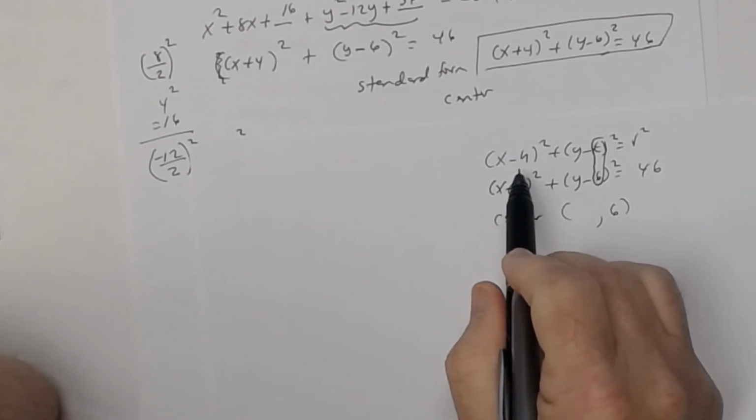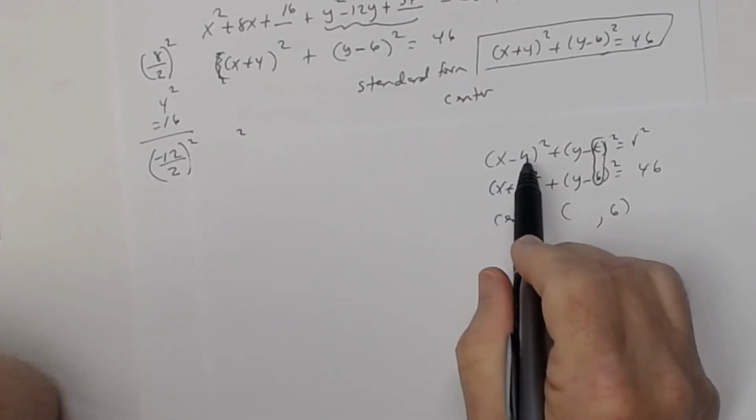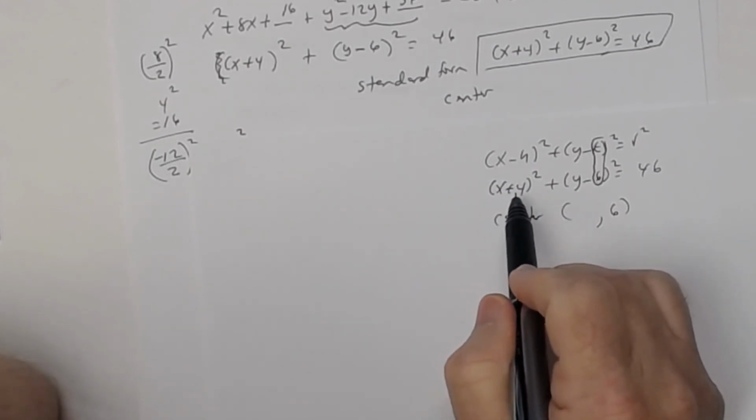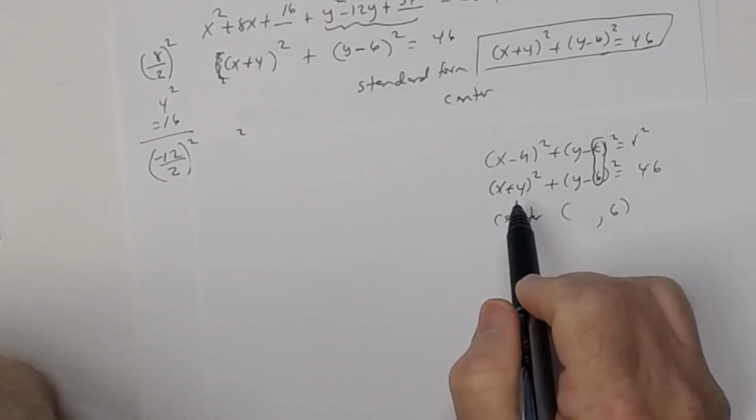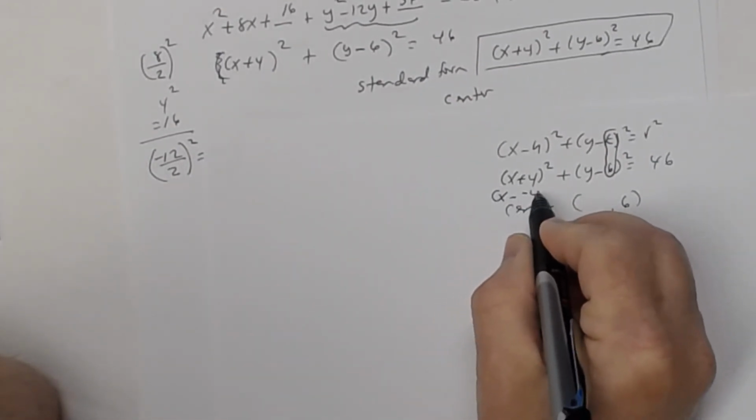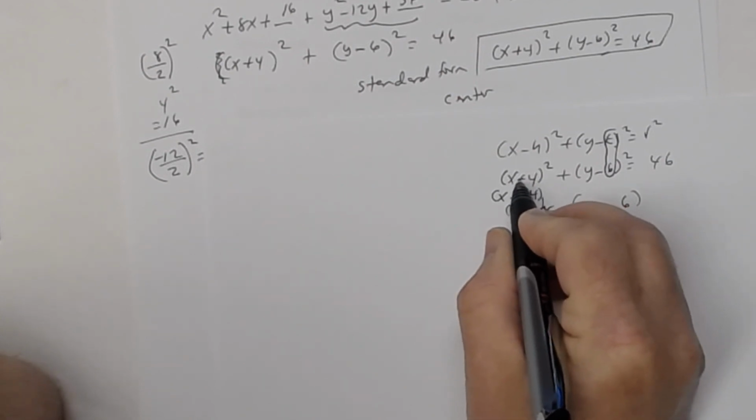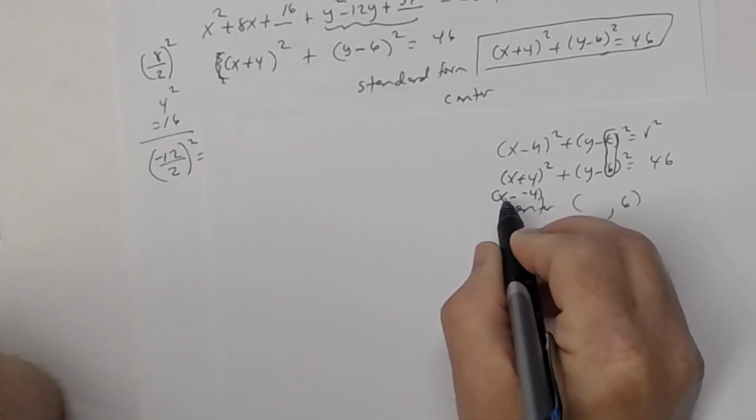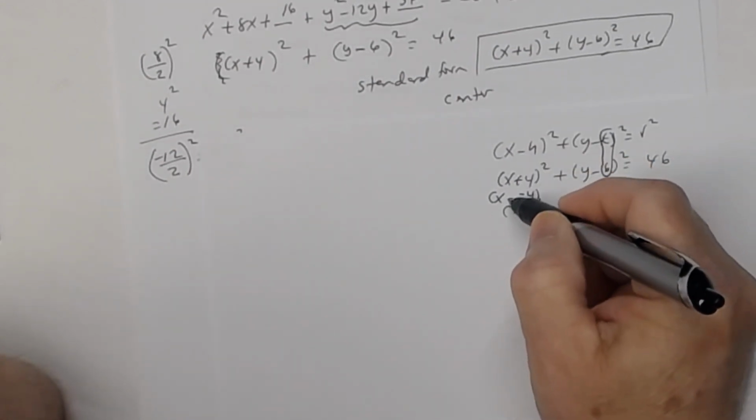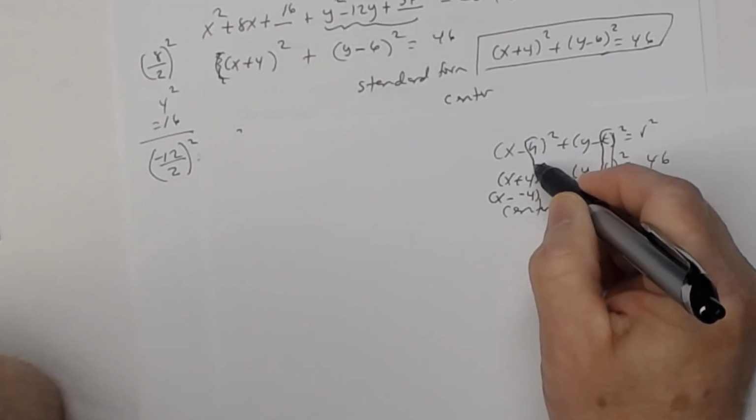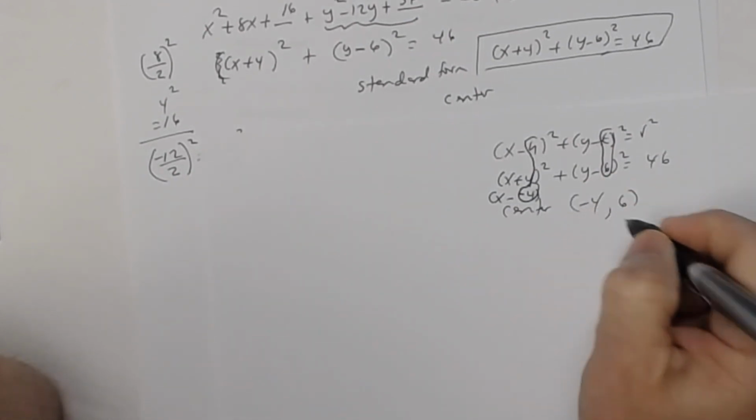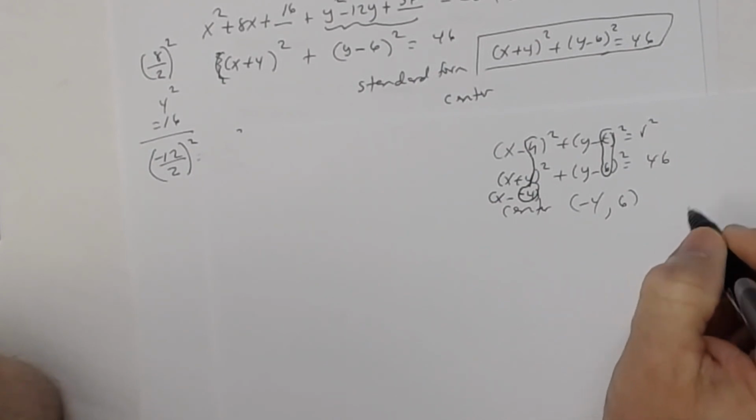Now let's think about this x plus here. So this says x minus h, this says x plus 4. So what you have to think about is how else you can write x plus 4. X plus 4 is equivalent to x subtract a negative 4. And so you see x minus, so that means that h is then a negative 4. So your center is negative 4, 6.